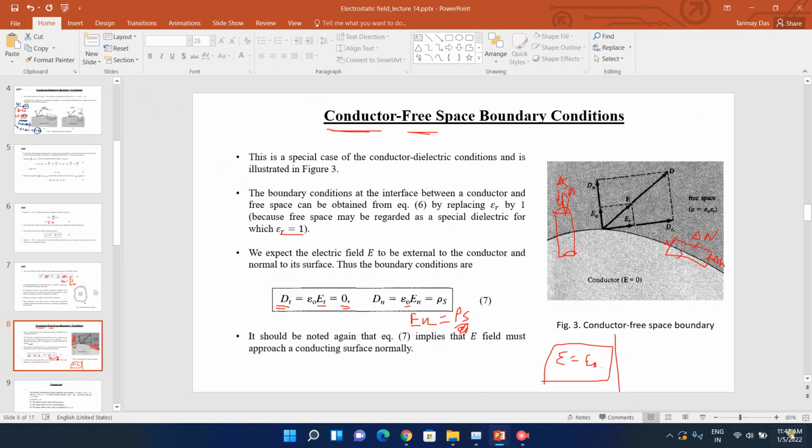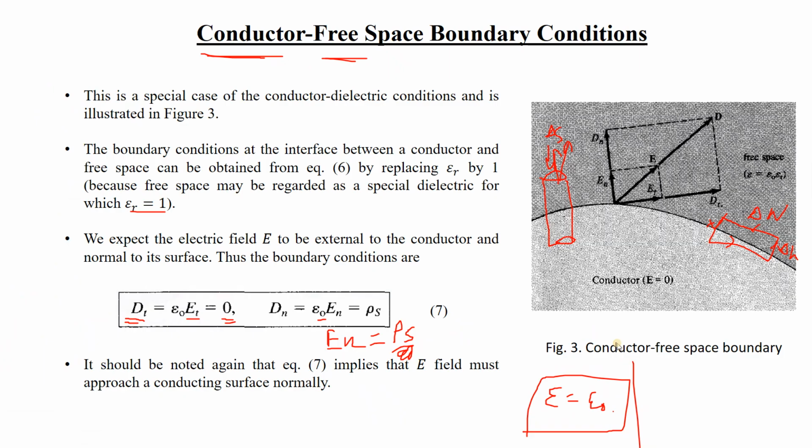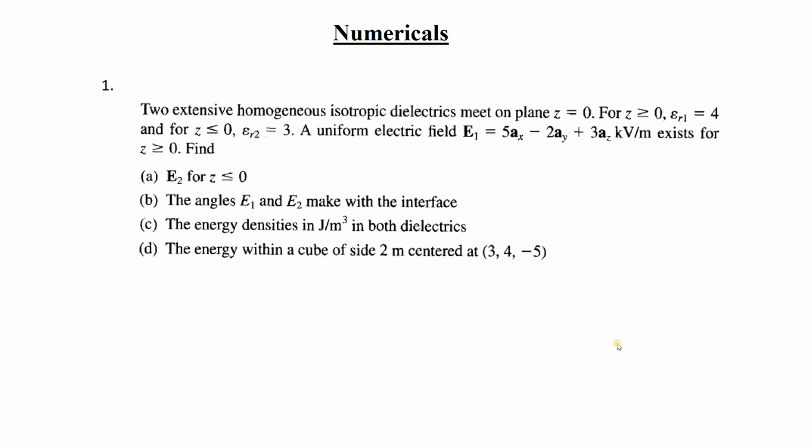Okay, so this is the case. Now we have discussed all the 3 boundary conditions. Number 1 was the dielectric boundary condition. Number 2 was the conductor-dielectric boundary condition. Number 3 is the conductor-free space boundary condition.